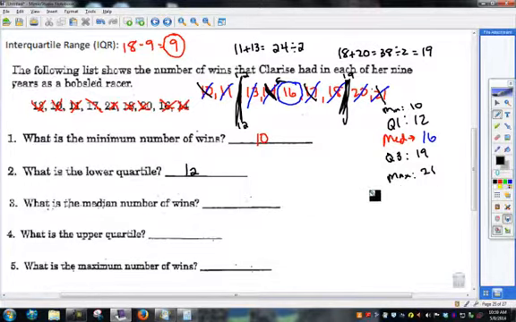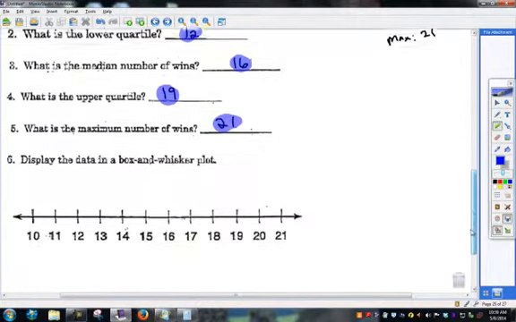21. Okay. So what is the lower quartile? You can't do the lower quartile until you've found the median. So the median, we've done that, is 16. The upper quartile, 19. The maximum, 21. What you guys just did right there, again, the 5-number summary. Okay. That's it. All right.